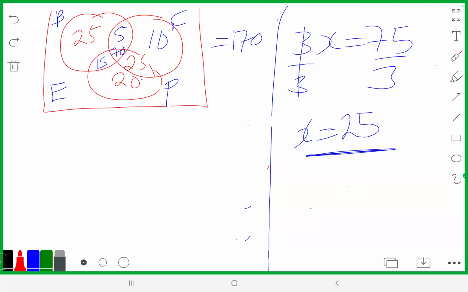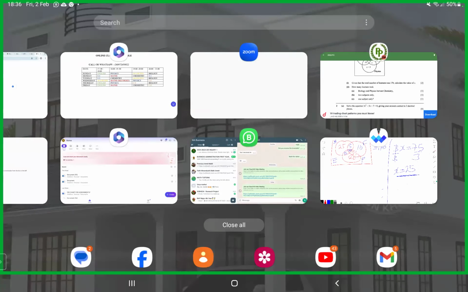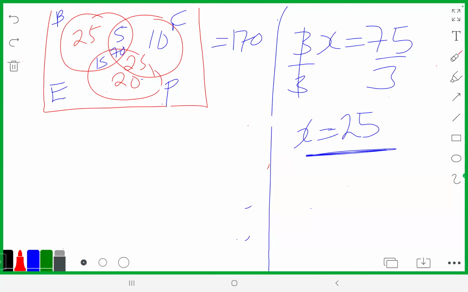So the question is saying, how many learners took biology and physics, but not chemistry? How many learners are those? Biology and physics. Faith, what do you think? What do you think we can do? How many learners took biology and physics, but not chemistry? I think we'll add those in the biology and physics sets and subtract from the chemistry one.